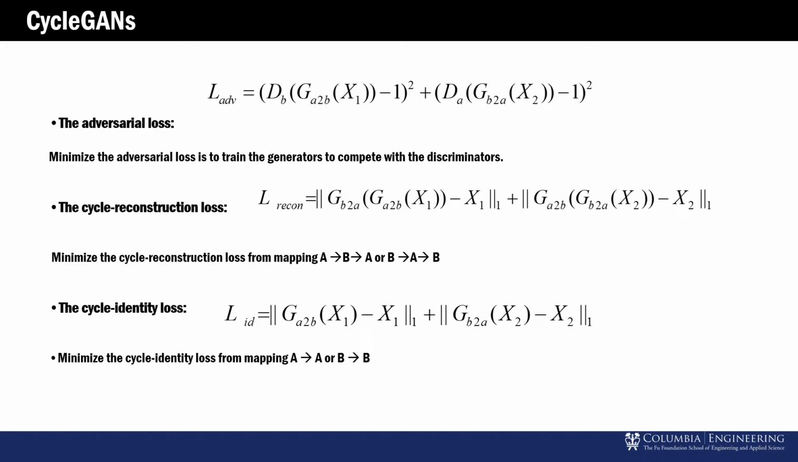For the cycle consistency losses, we break that up into 2 more losses: the cycle reconstruction loss and the cycle identity loss. The cycle reconstruction loss is used to find a mapping from A to B to A or B to A to B. And for the cycle identity loss, we want to minimize that loss for a mapping of A to A or B to B.